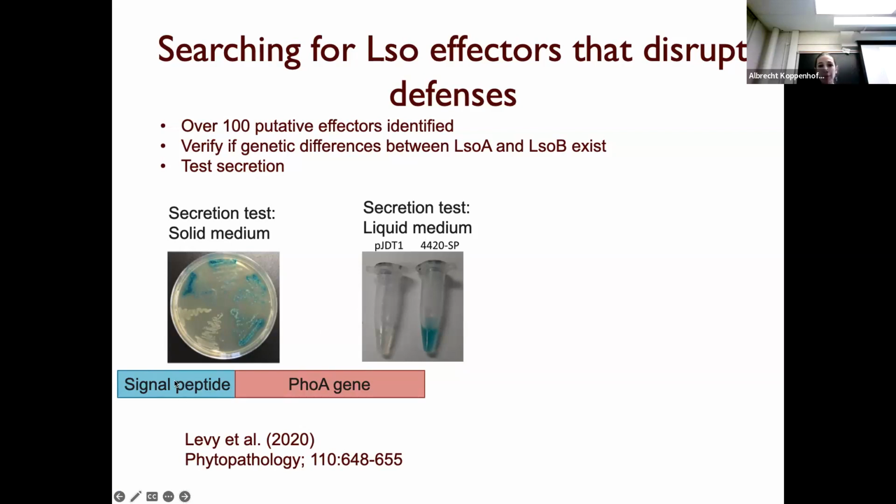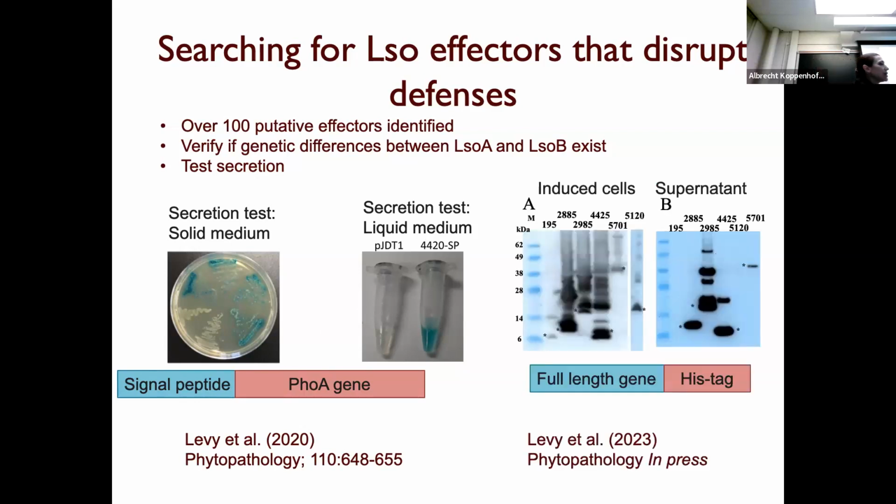So now the next step, for the ones that pass this secretion test, we clone the whole full-length gene with only a His tag, which is a smaller tag. We do the same thing: we grow the bacteria, we filter the bacteria, and we test whether the protein was present, using the tag, in the cells and/or in the supernatant. Here we have a few examples. Here are the cells, and I mark with the asterisk the expected size of the protein, and we see that those proteins were indeed in the medium. So those were secreted.